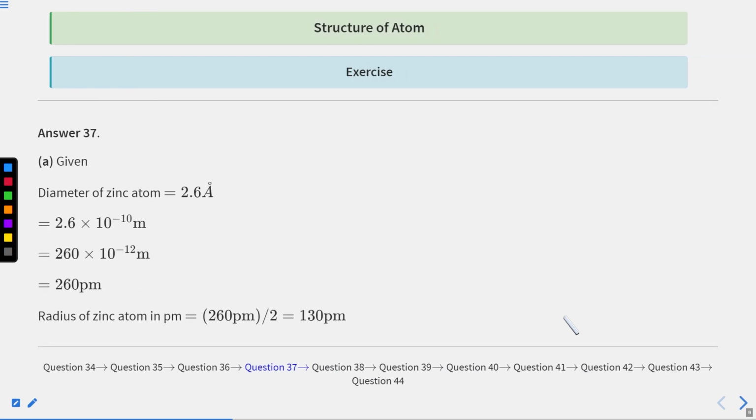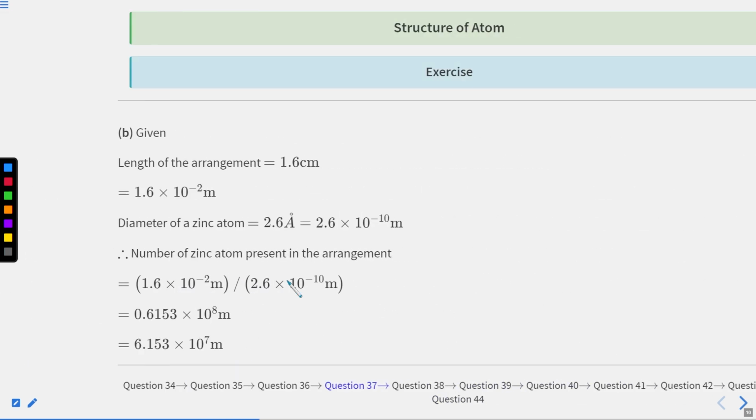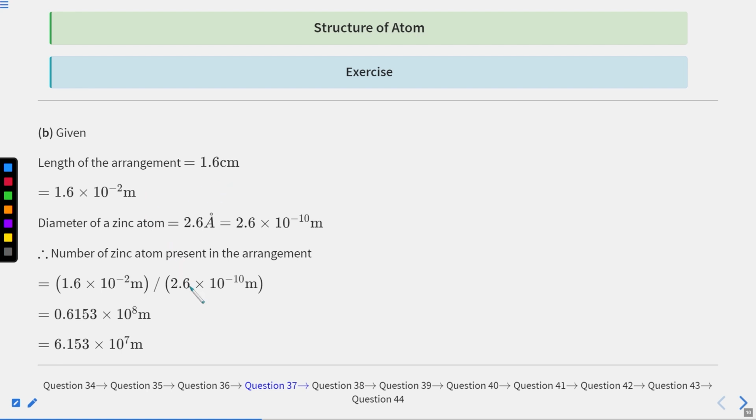Okay. So they have done the same thing. First we have calculated our radius by dividing it by 2. They have calculated in picometer, no problem. If you know this conversion, that 1 meter is equal to 10 to the power 12 picometer, then you can solve it easily. Now again they have divided 1.6 by 2.6, that is 6.153 into 10 to the power 7. So this will not be meter. This would be this many atoms.